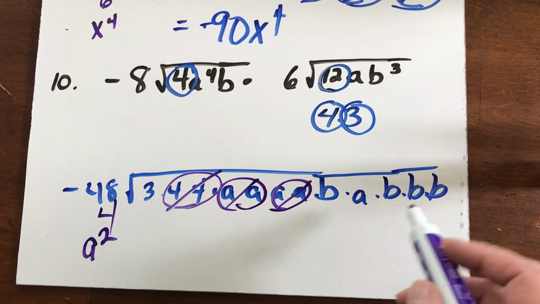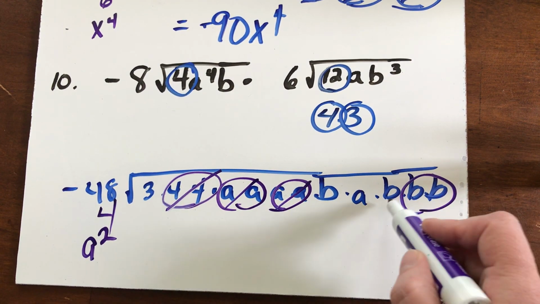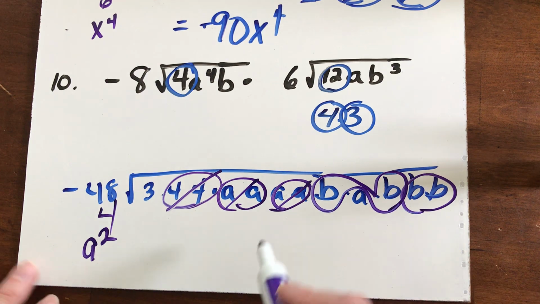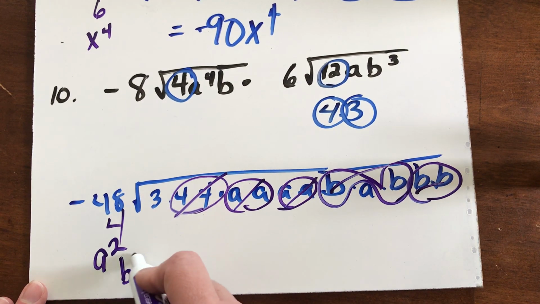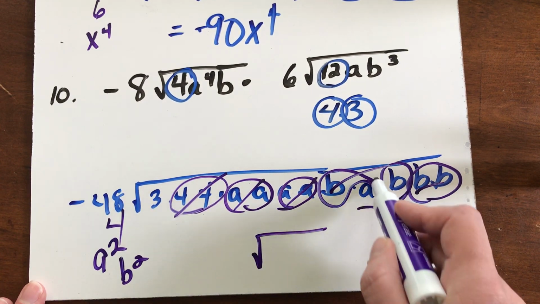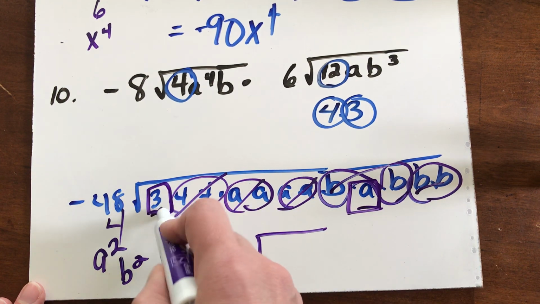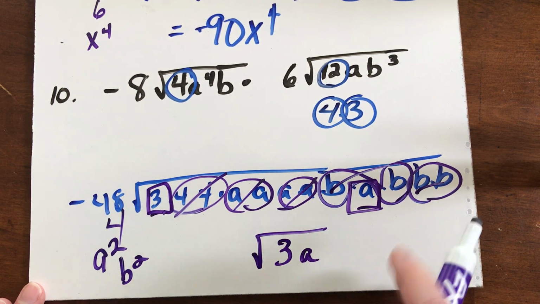Hopefully you get this. I'm condensing this. And then I have a pair of B's. And look, I have another pair of B's. So that's B squared. So what's left underneath is that lonely A and the 3. So I have 3A underneath.